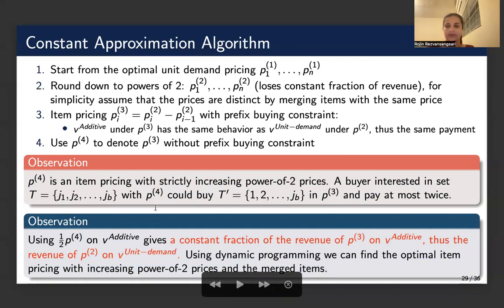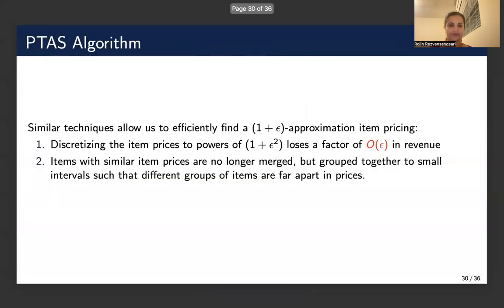And finally, we can use dynamic programming to find an optimal additive pricing that has the property that the prices are differences of distinct powers of 2, and we can also find the merged items, the grouping that we did here. So this describes a sketch for the constant factor approximation.